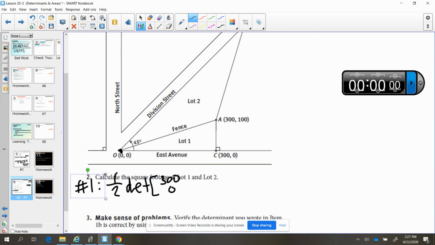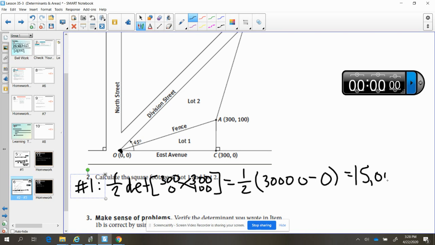300, 0, and 300, 100. Now, reminder, when we take A times D, 300 times 100 is 30,000. And then 300 times 0, well, anything times 0 is 0. So half of 30,000 means lot 1 square footage is 15,000 square feet.